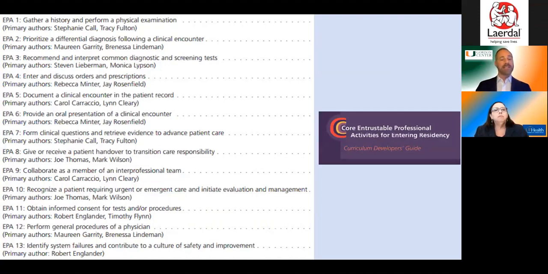And if you look, I know this is a busy slide, but the first several of the EPAs, gathering a history and performing a physical exam, prioritizing a differential diagnosis following a clinical encounter, recommending and interpreting common diagnostic and screening tests, entering and discussing orders and prescriptions, documenting a clinical encounter. Almost every one of these things one could contextualize in a Harvey patient encounter and therefore teach and or assess many of the core EPAs.